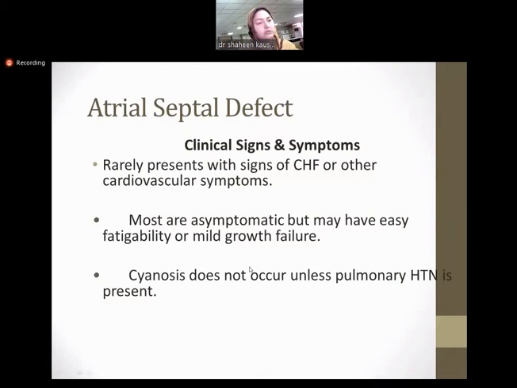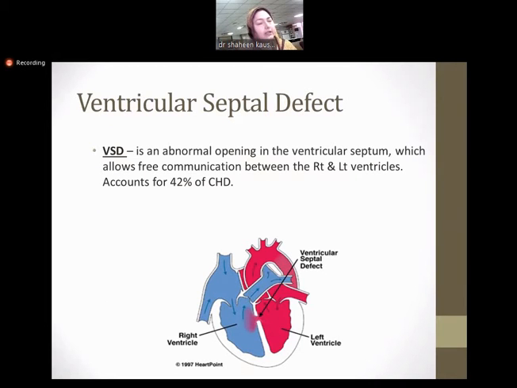Clinical symptoms: it rarely presents with signs and symptoms of congestive heart failure or other cardiovascular symptoms. Most patients are asymptomatic but may have easy fatigability and growth failure. Cyanosis may not occur unless there is pulmonary hypertension. In late cases, when pulmonary hypertension develops, it may cause cyanosis, but cyanosis is not an early symptom or sign. Here comes the ventricular septal defect, which is again a left to right shunt.